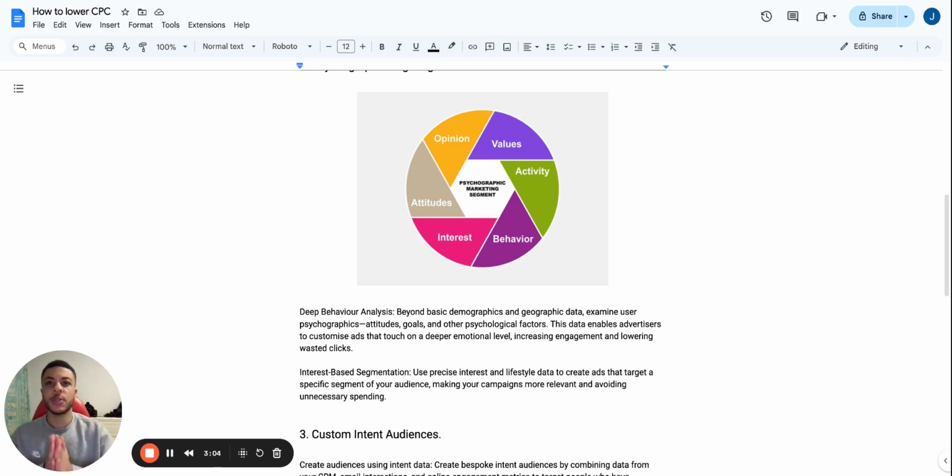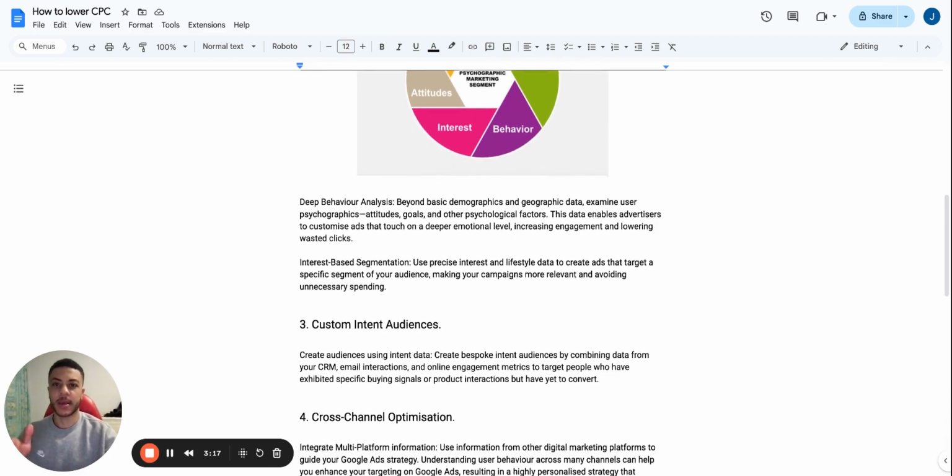Next thing will be interest based segmentation. You want to use precise interests and lifestyle data to create ads that target a specific segment of your audience, making your campaigns more relevant and avoiding unnecessary spending.